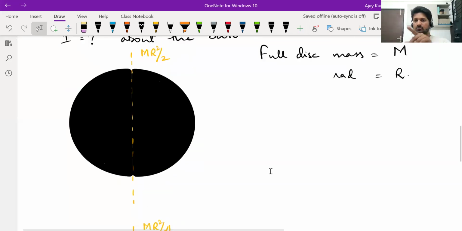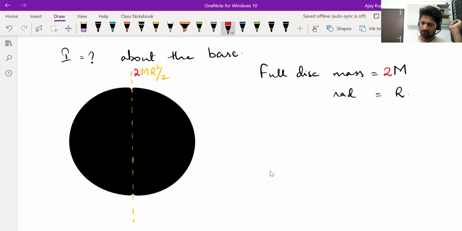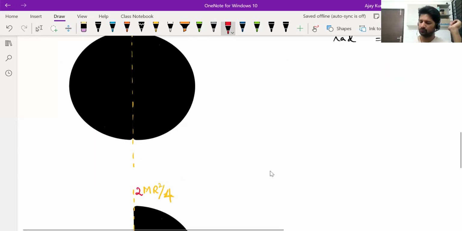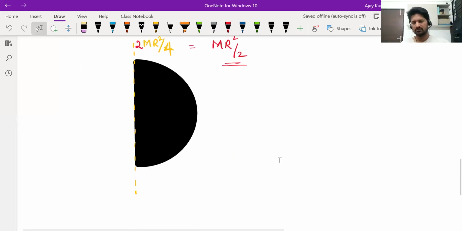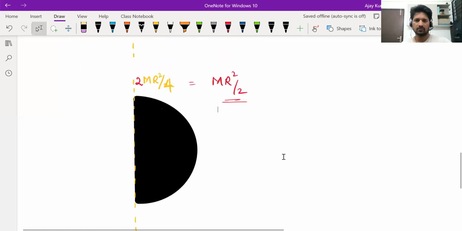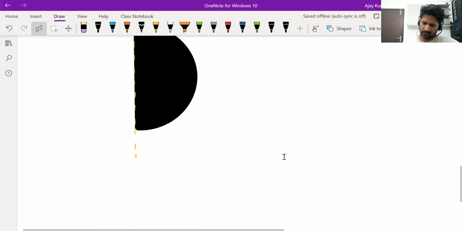All this is true when the full disk has a mass m. Suppose the full disk has a mass 2m. Then the full disk moment of inertia will be 2m r square by 2, and the half disk moment of inertia will be 2m r square by 4. That is mr square by 2. So for the half disk about this axis, it is mr square by 2.